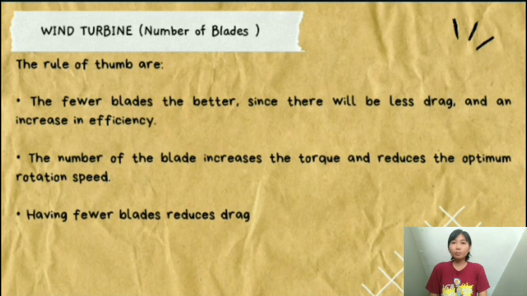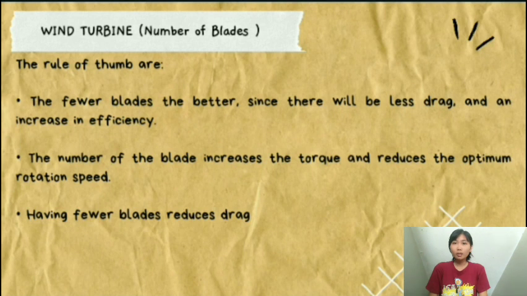First is the fewer blades, the better, since there will be less drag and an increase in efficiency. So kapag kasi marami yung blade, it serves as an obstruction. And kapag maraming obstruction, mas lumalaki yung drag force. So mas konti yung blade, mas mababa yung drag. At yung drag force ang gusto natin pababain kapag nagde-design ng blade.